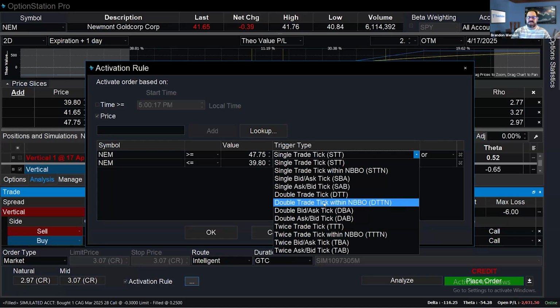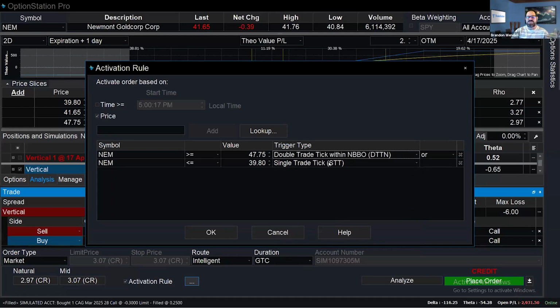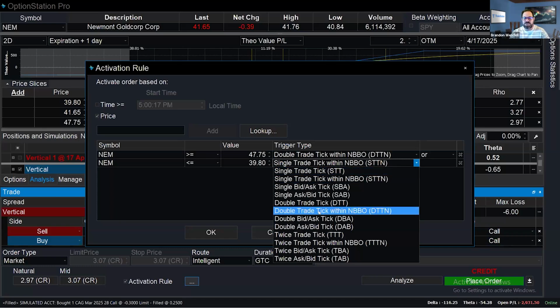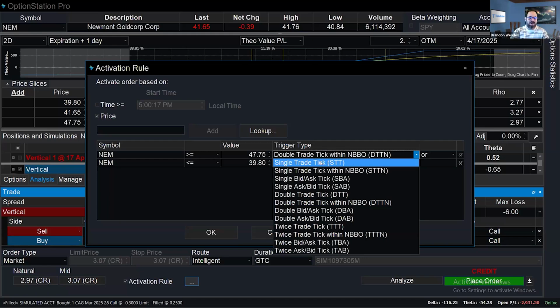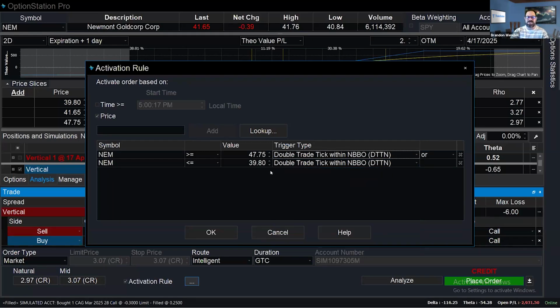So double trade tick within the NBBO, it might delay it a few seconds at most, or it might be milliseconds. But by doing that, either single trade or double trade tick within the NBBO, you're making sure that if one of those market makers is playing games and throwing in late prints, you're not going to get stopped out by mistake. So it may be a good habit to do that. I honestly haven't done that in a while because I haven't had too many late prints recently. I don't see them too often anymore, but it does still happen from time to time.